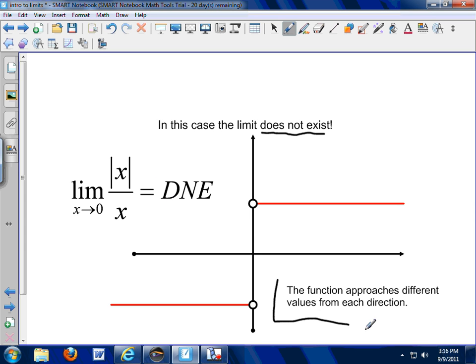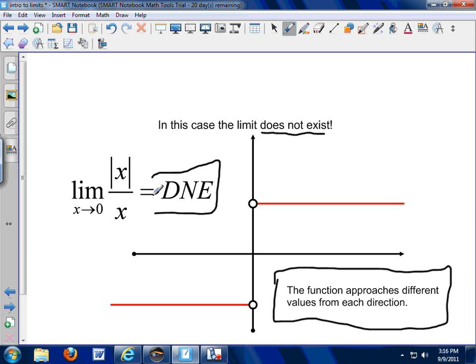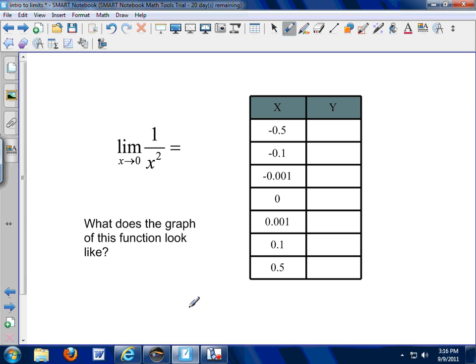The reason: the function approaches different values from each direction. That's one of the reasons sometimes limits don't exist. We abbreviate it DNE, does not exist. There you have it. Cruising along now.